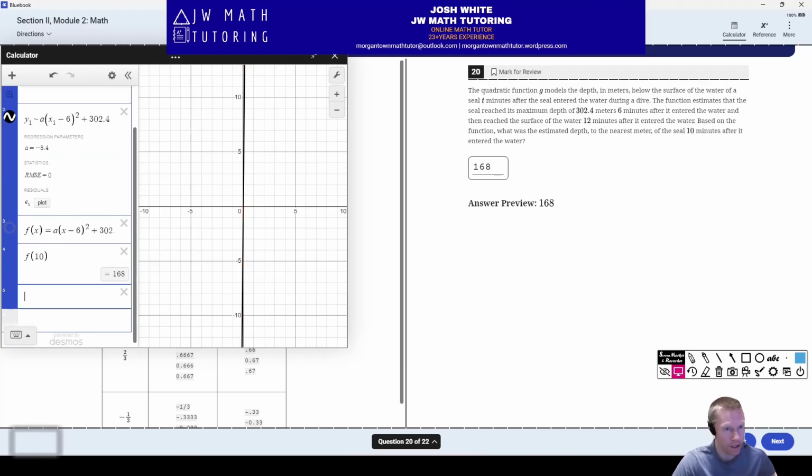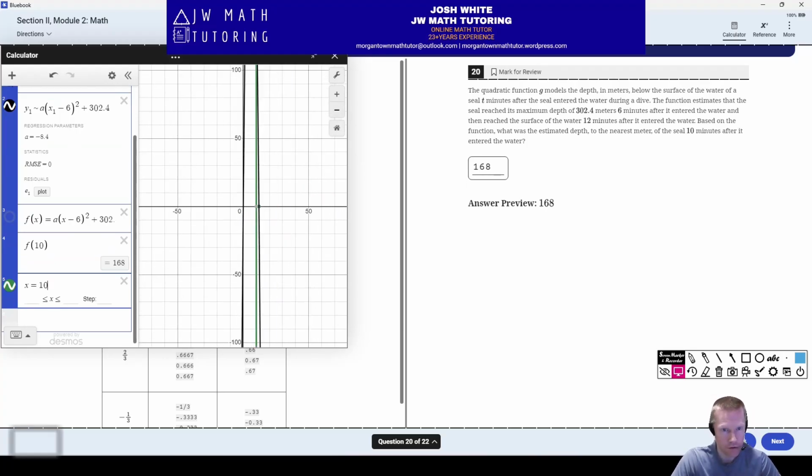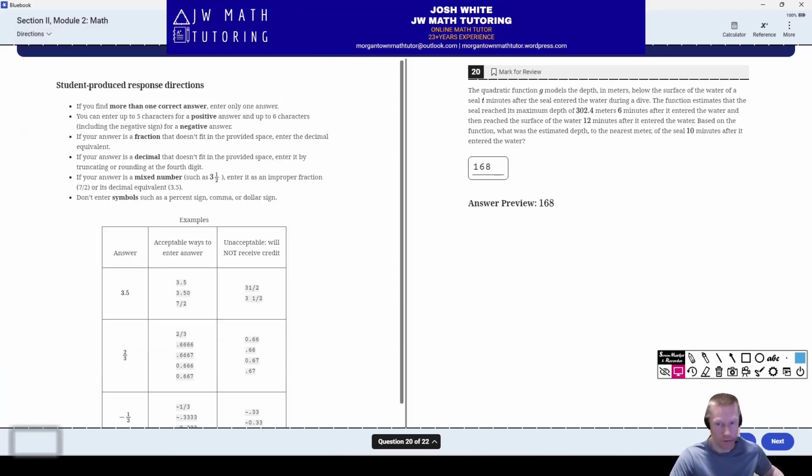Or an alternate way is you could technically just go x equals 10, and then you're going to have to zoom out here and see where they intersect. It's kind of tricky, but eventually if you click around there, you can see it makes a clickable point. What is its depth when x is 10? It is 168. So that is just confirmation of how you could do the entire problem, again, in Desmos.